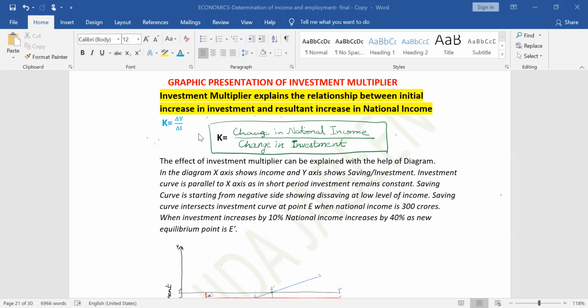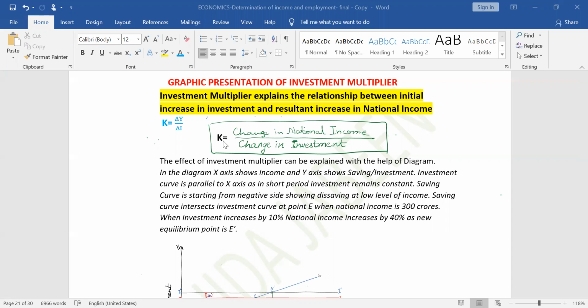If investment increases, how many times more will national income increase? That is explained with the help of investment multiplier, which we have done earlier with the numerical example. In this session, I'll explain the investment multiplier function with the help of a graph.